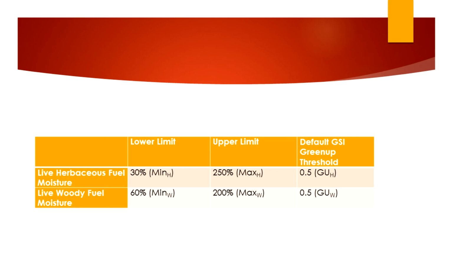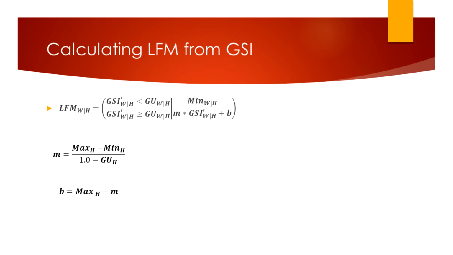This is just a summary of how we implement GSI slightly different for herbaceous and woody fuels, and that we assume that the green up threshold for both is 0.5, and if you don't have a reason for changing it, don't. And this is just the straightforward equation for how we derive woody or herbaceous live fuel moistures from GSI.